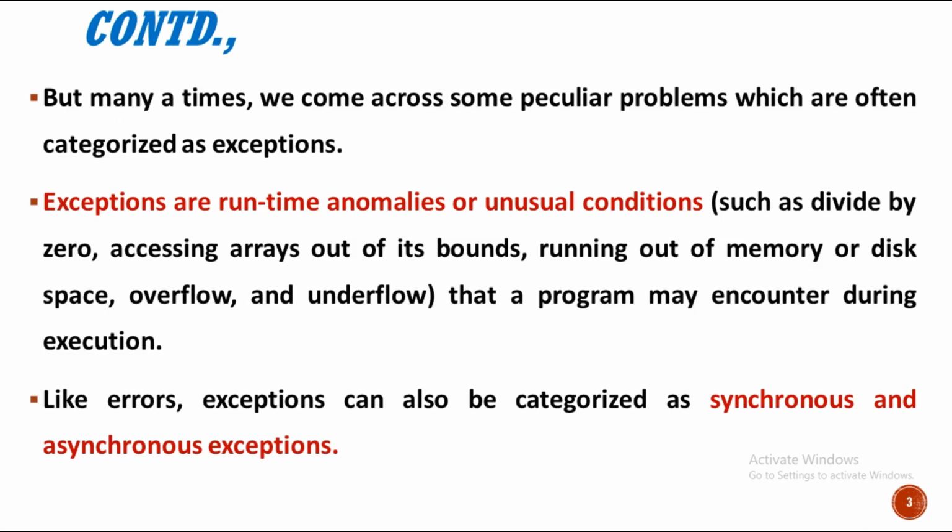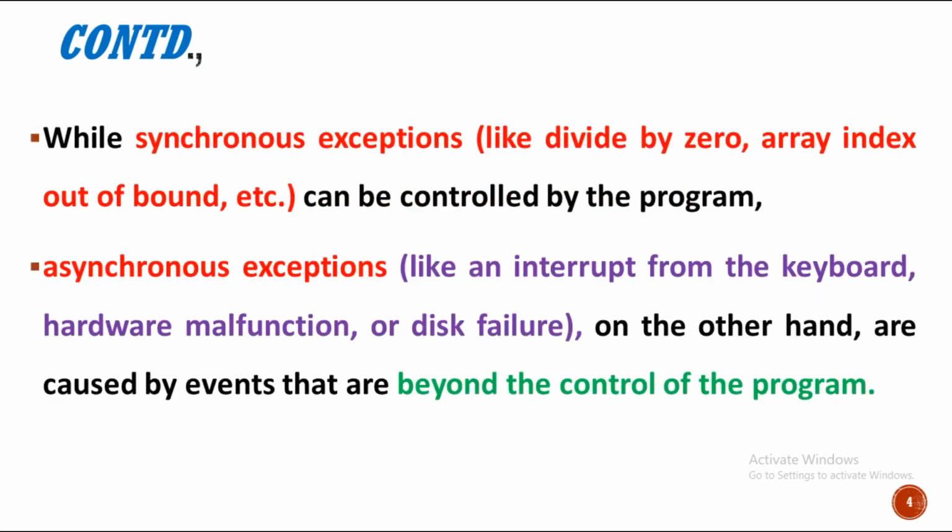But many times we come across peculiar problems which are often categorized as exceptions. Exceptions are known as runtime anomalies or unusual conditions such as divide by zero, accessing arrays out of bounds, running out of memory or disk space, overflow, and underflow. Like errors, exceptions can also be categorized into two types: synchronous and asynchronous exceptions. Synchronous exceptions, such as divide by zero errors or array index out of bound, can be controlled by the program itself.